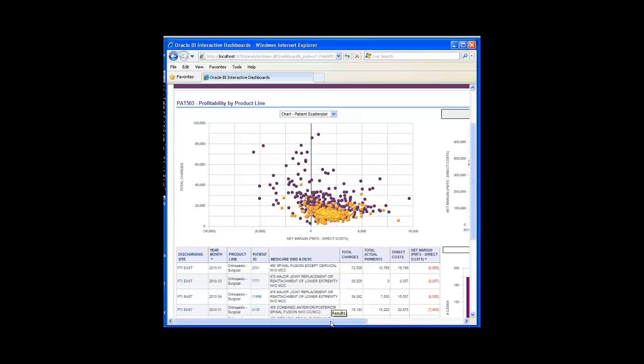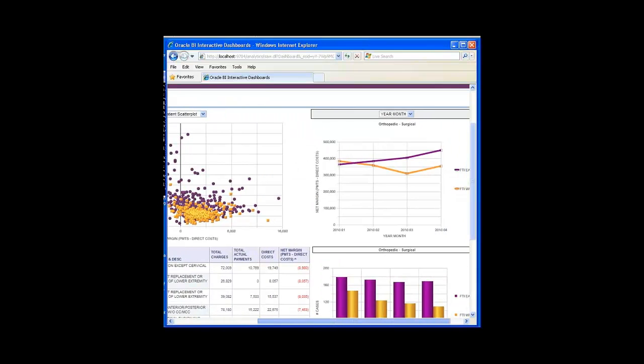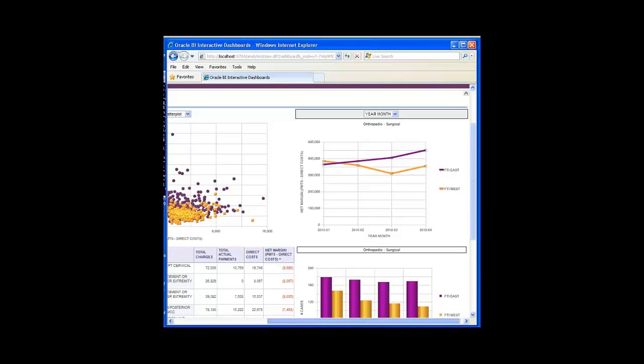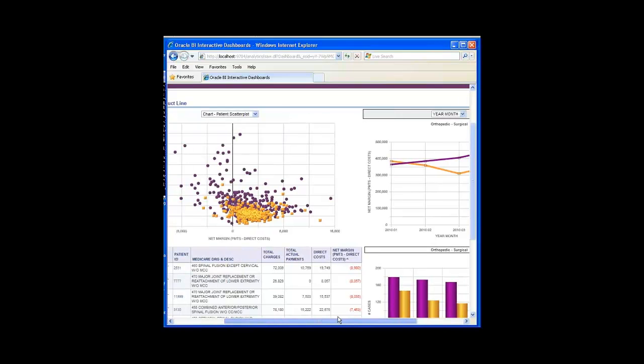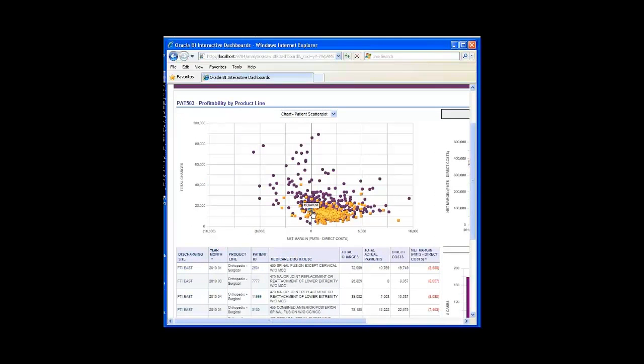The colors, and I've got a legend over here if I scroll over, but the purple is Hospital A, which we'll call FTI East. The orange is Hospital B, which we'll call FTI West. So the color is just an added layer that allows me to segment the different hospitals from each other if I want to see for the same product line what the profitability is, for instance. I'm not necessarily concerned about the cluster here. Each individual point is a patient, as I indicated, but I'm more so concerned about the outliers.